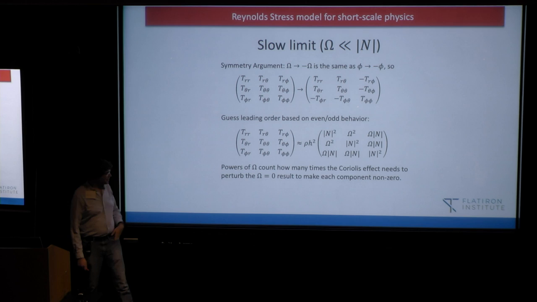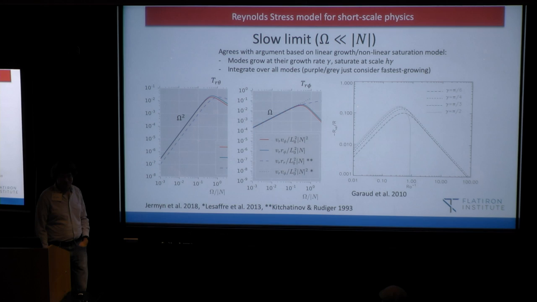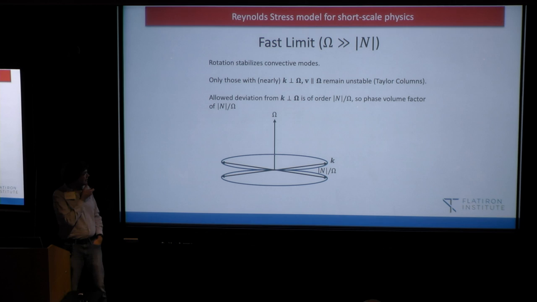So I should say this is a very naive model, but to the extent that we've been able to compare this against simulations, it seems to agree. These are just other closure models. They all give more or less the same scaling as that very simple argument, so I don't want to spend too much time on them.